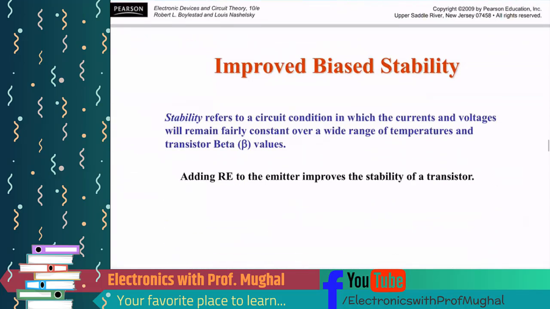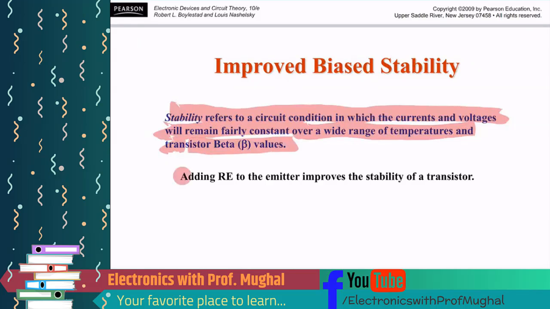So, improved stability. Stability refers to a circuit condition in which the current and voltages will remain fairly constant over a wide range of temperatures and transistor beta values. Adding RE to the emitter improves the stability of a transistor.